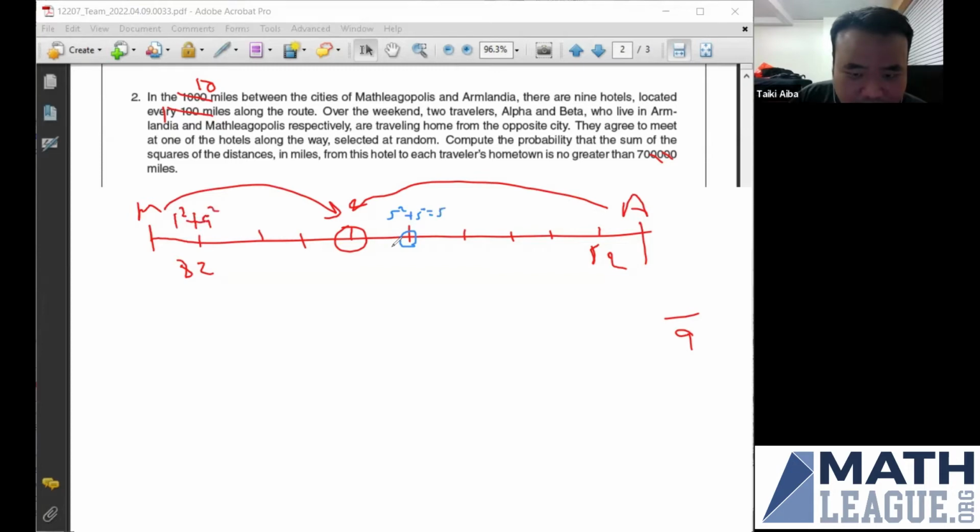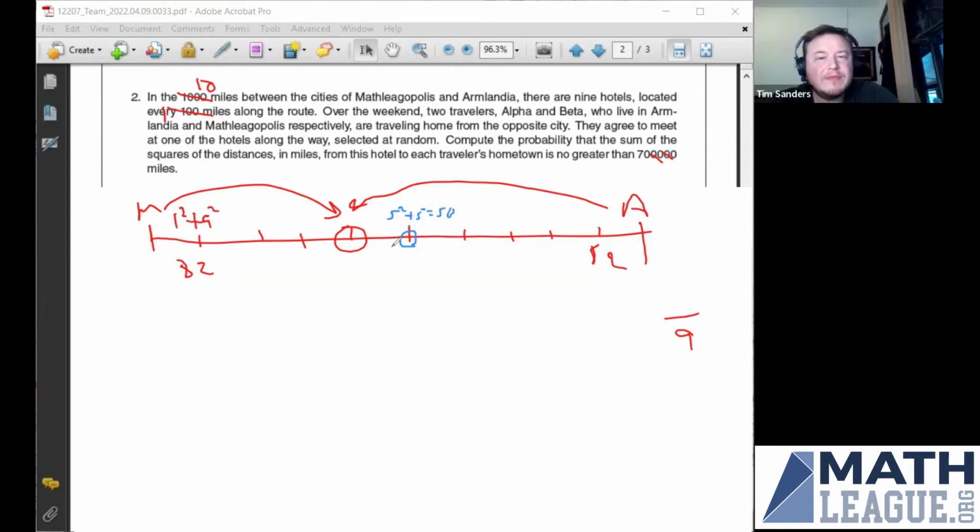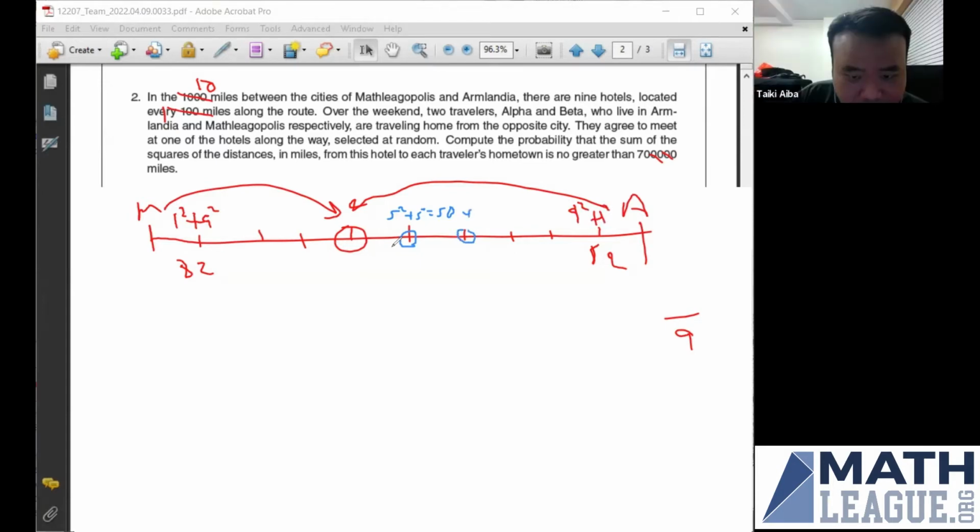And I'll write the same thing on mine. This 82 comes from 1 squared plus 9 squared, or 9 squared plus 1 squared. Squared plus 6 squared. Oops.